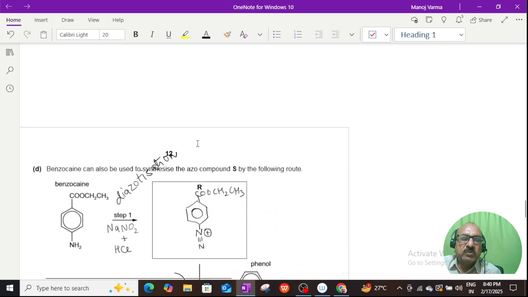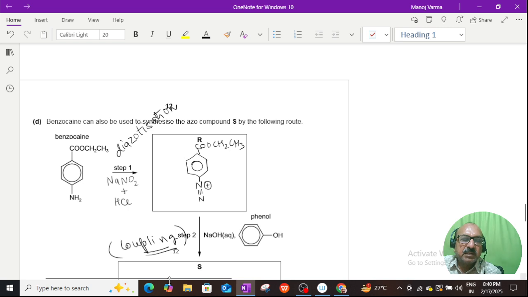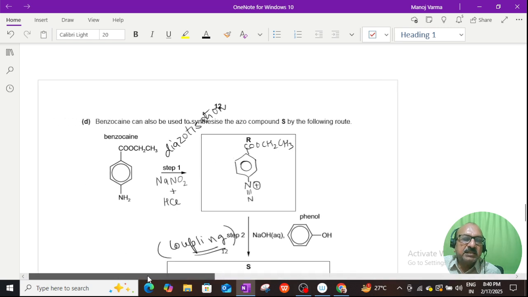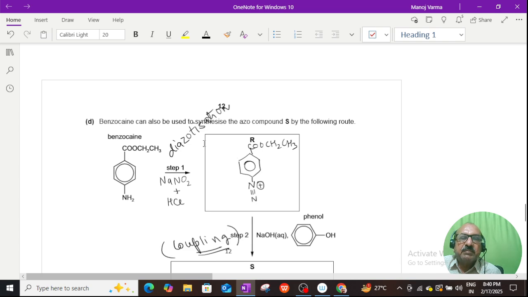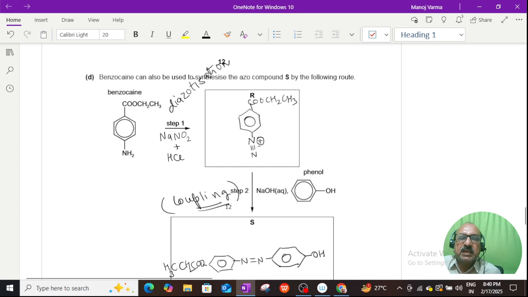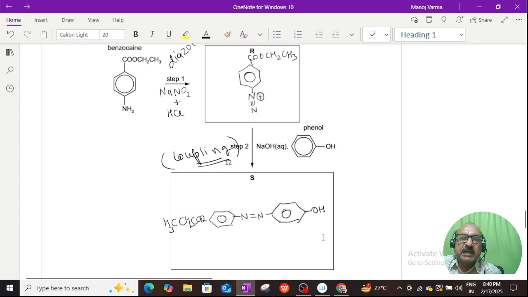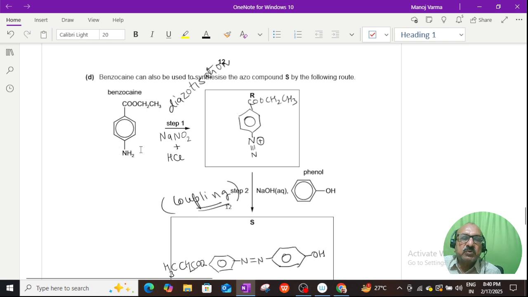And then we go to this part, where we have to once again find the reagents and conditions. So benzocaine can be used to synthesize the azo compound. This is the azo compound, and this is the route. And you know that for the coupling reaction, we need to convert the NH2 group into the diazonium group, and the diazotization reaction involves the use of NaNO2 and HCl. Of course, it is at a low temperature of 0 to 5 degrees Celsius, but they have not asked for that.